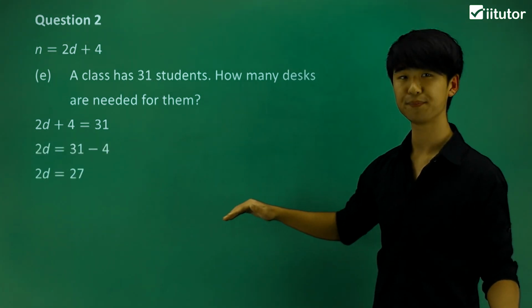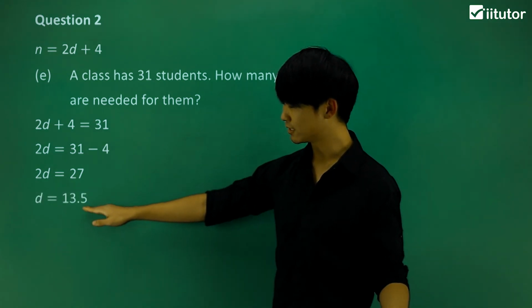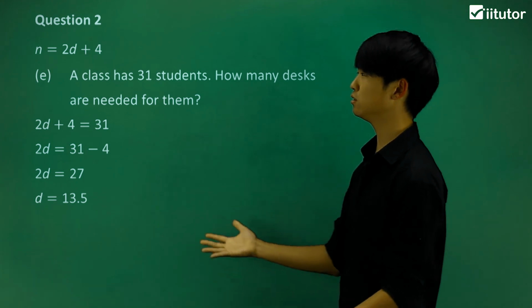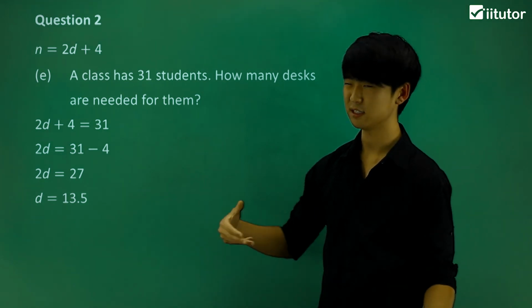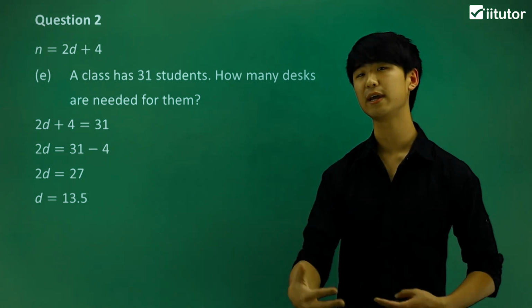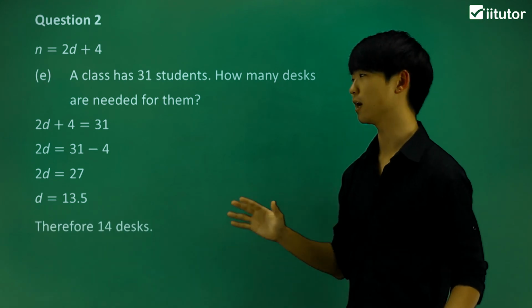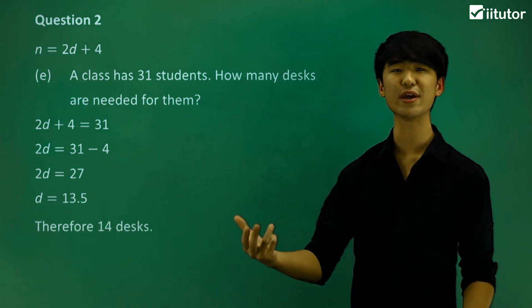Let's calculate it. Okay, if we divide by 2, we found that D equals 13.5. Okay, but we still want to answer the question. How many desks are needed? It's going to be very hard for us to say we need 13.5 desks. So I'm just going to say we want enough desks. So I'm going to say we need 14 desks for those 31 students. Okay, and that's how we answer these sort of questions.